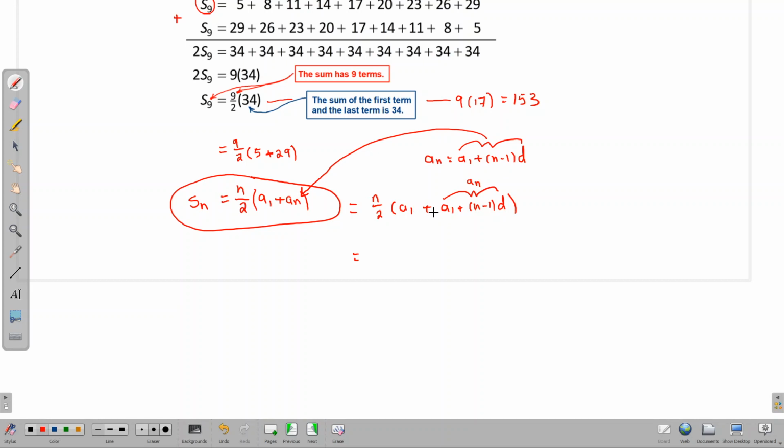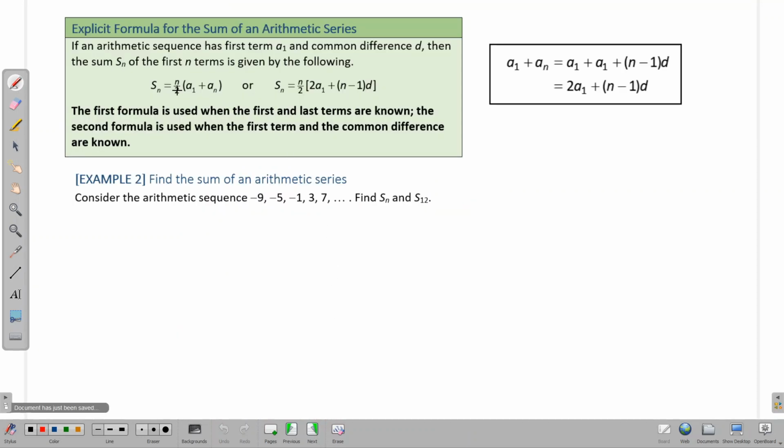And now we have like terms here. These a1s can be combined. So we have n over 2 times 2 a1 plus n minus 1 times d. So this formula is the same as this formula. And sometimes this is going to be more useful, sometimes this is. So they're both equivalent. You need to know both of them. So they are written both here.